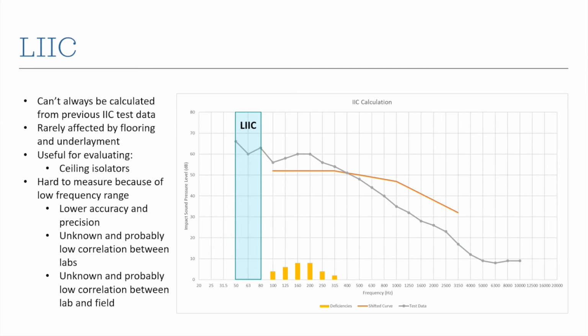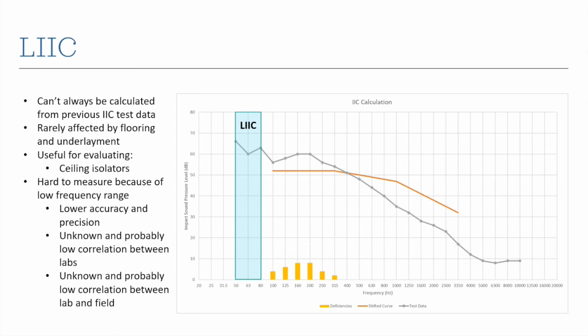The LIIC is a little different and a little more troublesome. So it can't always be calculated from previous IIC test data because it's outside that range of frequencies that are measured for an IIC rating. And a lot of times, the data that's reported and what the labs will measure stops just at 100 hertz. They don't go lower than what's required for the measurement of an IIC rating. LIIC ratings are rarely affected by flooring and underlayment. Carpet and pad would be an exception to that. Of course, there are some exceptions to this that I'm sure folks on here could point out. But generally speaking, flooring and underlayment don't do much for the low frequency impact sound. So the LIIC isn't particularly helpful for evaluating flooring and underlayment, but it can be very helpful for evaluating ceiling isolators and other changes to assemblies as well.